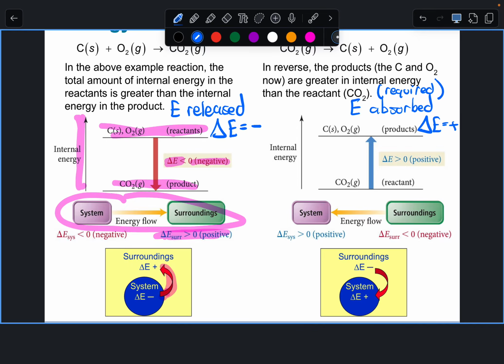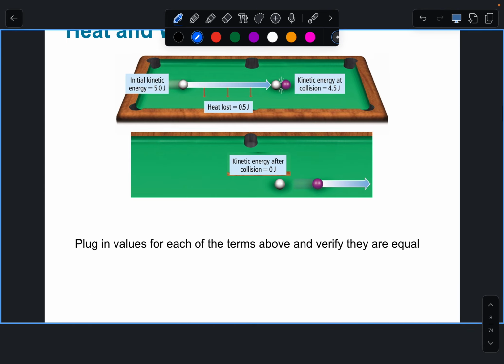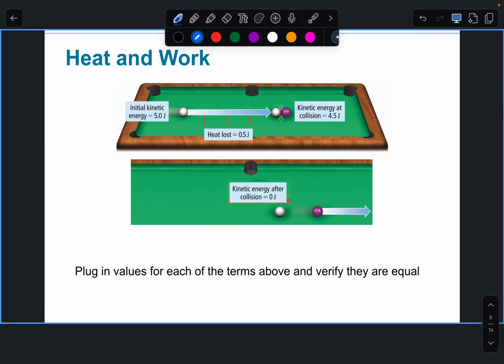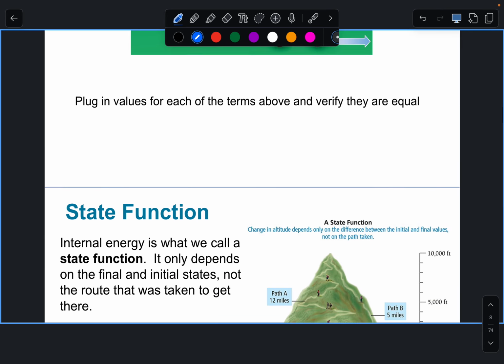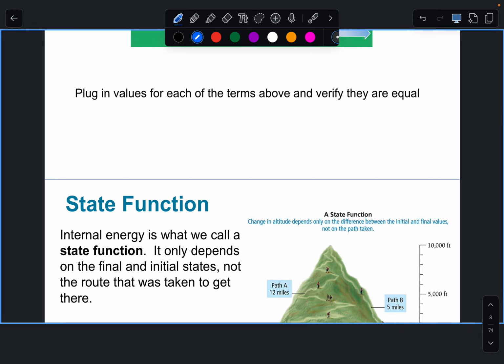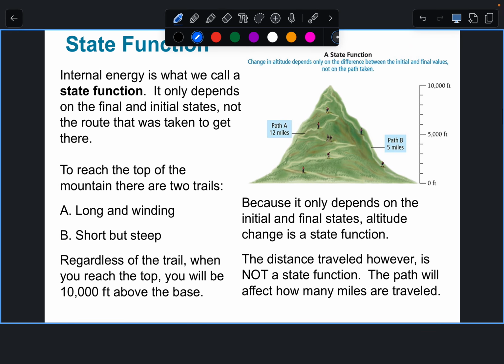Okay. Last thing we're going to talk about today is not the bowling ball, what's that called? Pool? Billiards? Sounds fancy. All right, the last thing we're going to talk about is this weird idea that is very important for how we do these calculations.